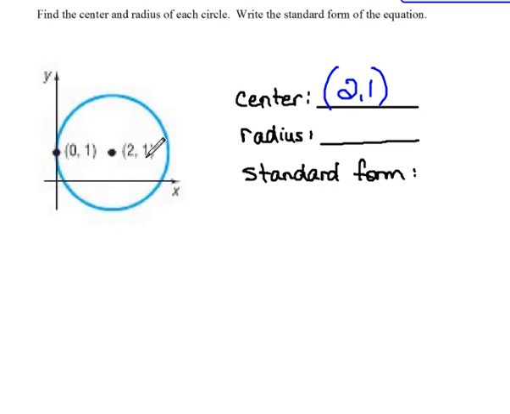And then if you'll remember, the center is special because it's the point h, k. So I'm going to go ahead and write that above there too, just so I can keep track of everything.